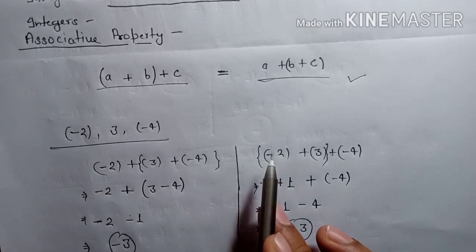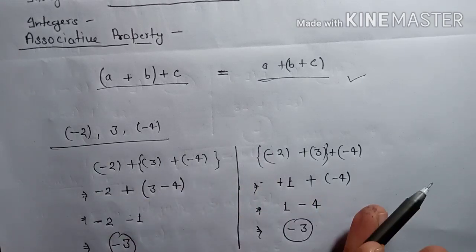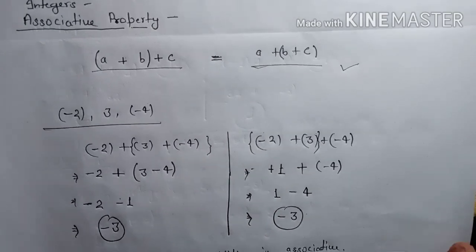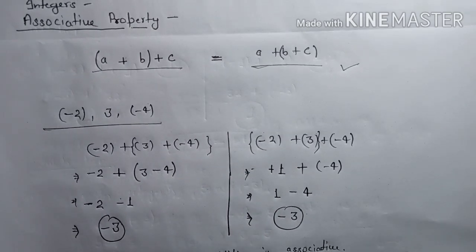Subtraction is not associative for integers. Only addition is associative here. And for the other operations, multiplication and division, we will check them later.